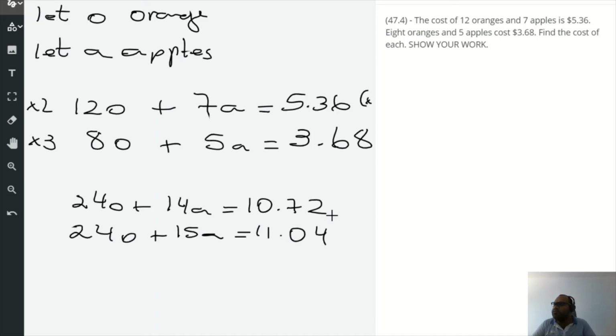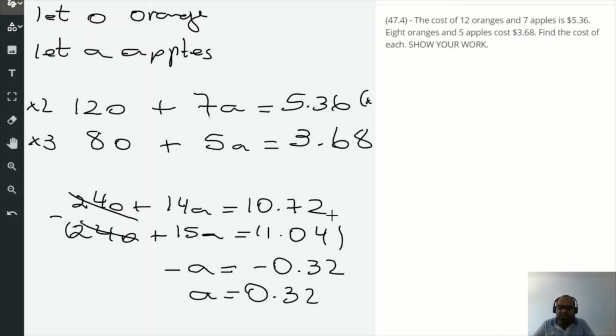11.04. Nice. Right now I have matched the orange terms. Let's subtract everything. 24O minus 24O is 0. 14A minus 15A is negative 1A. Negative A equals 10.72 minus 11.04, which is negative 0.32. But I don't want the negative number. I want positive. A equals the opposite, 0.32. 32 cents. Okay? Apples, 32 cents.